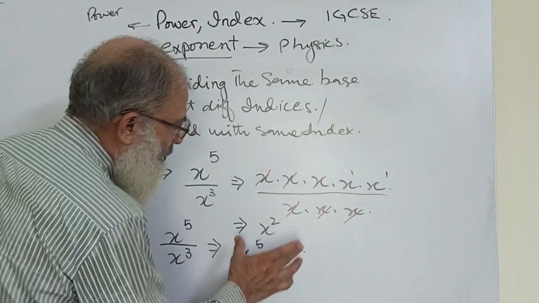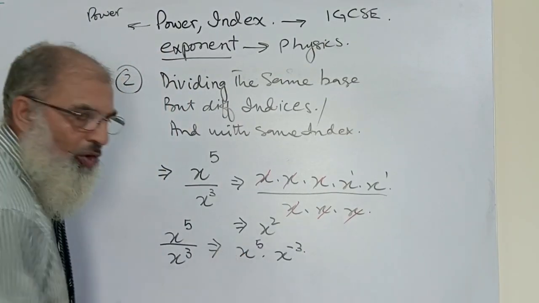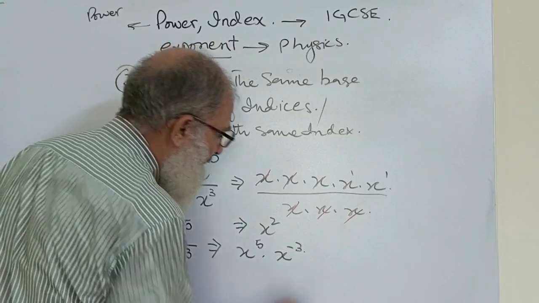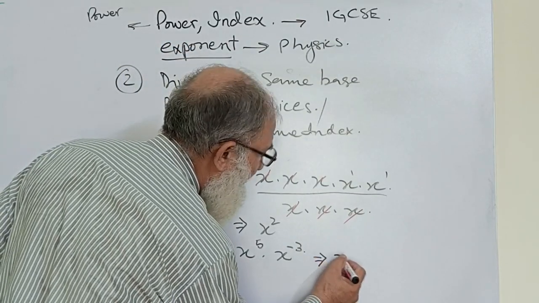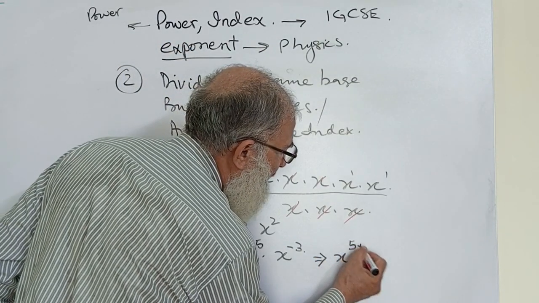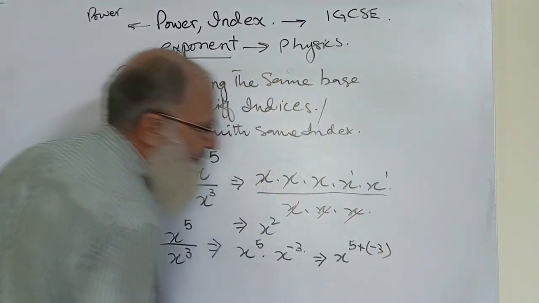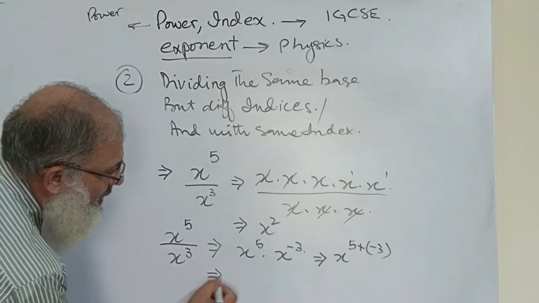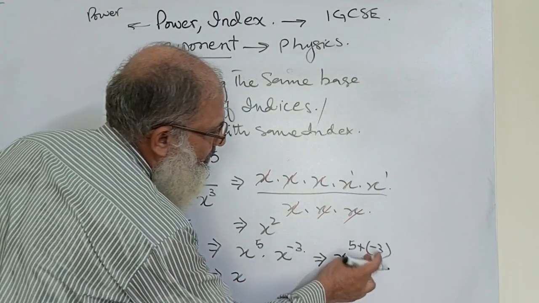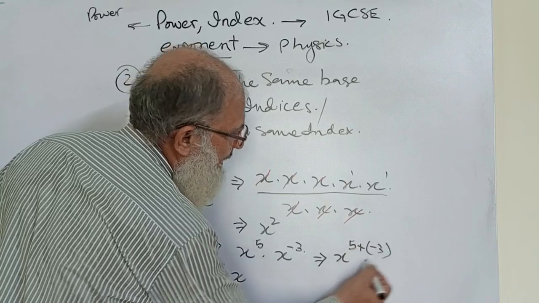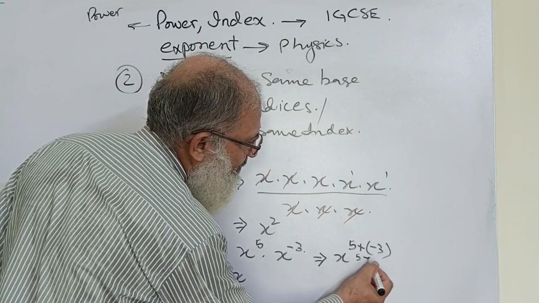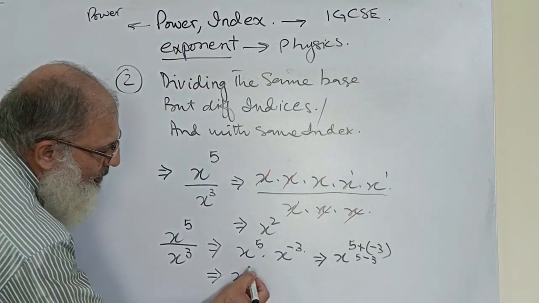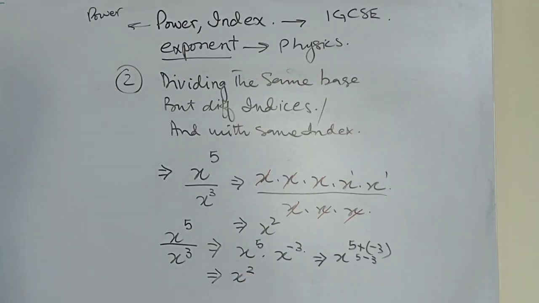Now you see, again the law of multiplication will apply here. What will happen? x^(5 plus minus 3), x^(5 minus 3), it will become 5 minus 3. Simple. 5 minus 3 becomes 2. Now I told you "or". What is "or" over here?